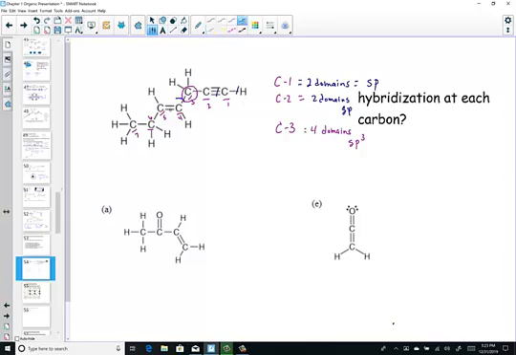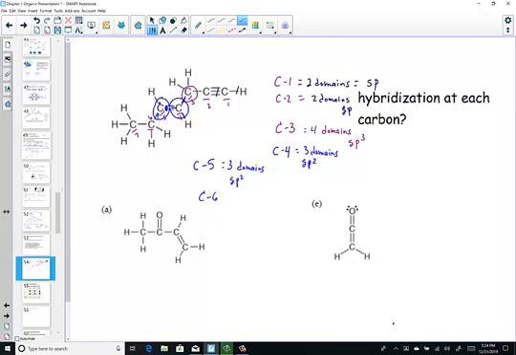Here's carbon 4. Carbon 4 has 1, 2, 3 domains. Remember that even if it's a double bond, it still counts as 1 domain. So that's an sp2 trigonal planar 120 degree bond angle. Carbon 5. Carbon 5 has 1, 2, 3 domains. Therefore, we know it's an sp2 hybridized carbon. Remember, even though it's a double bond, it's still 1 domain.